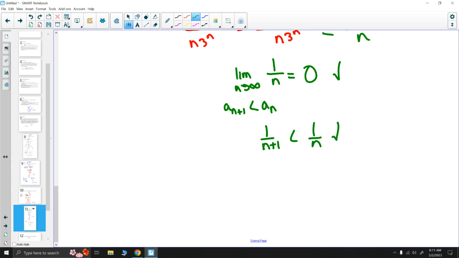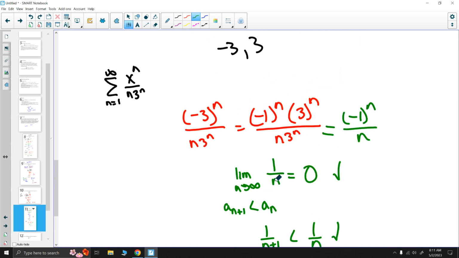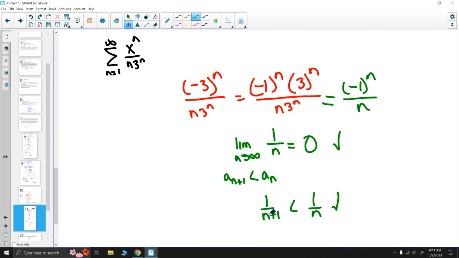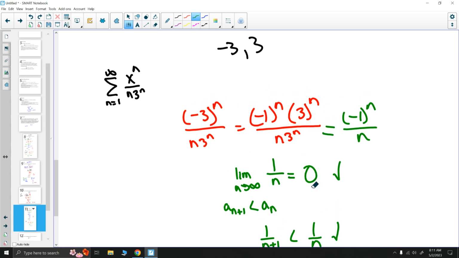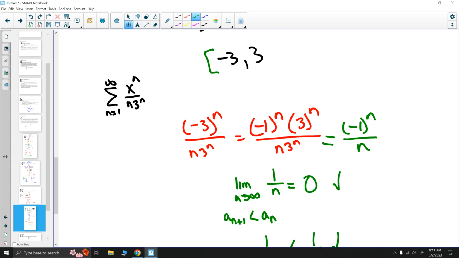So that checks out as well. Because, again, this is the harmonic series, but it's the alternating harmonic series, and we know the alternating harmonic series converges. We've seen that many times in the past. So it checks out. It converges via the alternating series test, so negative 3 is included here.